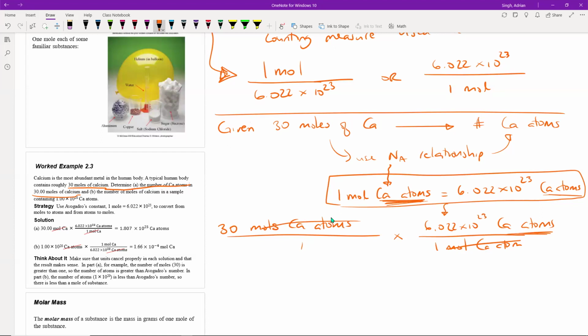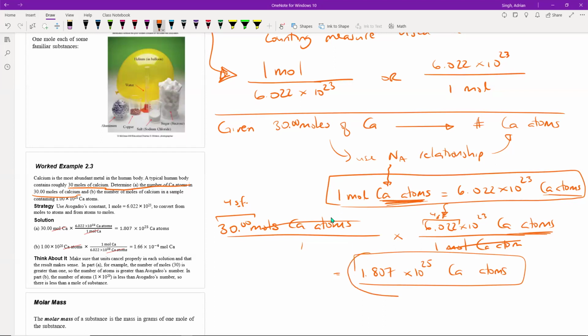So I evaluate that on my calculator. We had 30.00, right? So let's pay attention to the sig figs. So I have 4 sig figs in this first number, and then my Avogadro's number, I use 4 sig figs, so my final answer should have 4 sig figs, so this would be 1.807 times 10 to the 25 calcium atoms. Okay, so we have a number here. The units make sense because everything else canceled away.